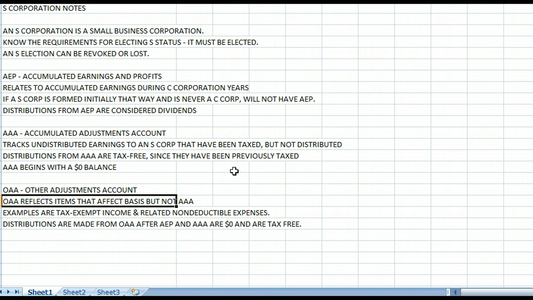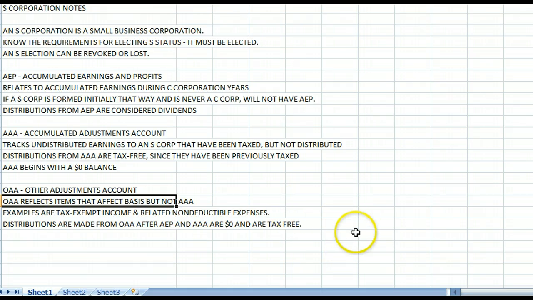Now, AAA is the Accumulated Adjustments Account. It looks at any earnings of an S corporation that have been taxed but not distributed, because the members of the S corporation are each going to be taxed based on their share of the earnings. If they have not been distributed, then those amounts are in AAA. Distributions from AAA are considered tax-free since they've been previously taxed. When an S corporation starts, AAA begins with a zero balance.